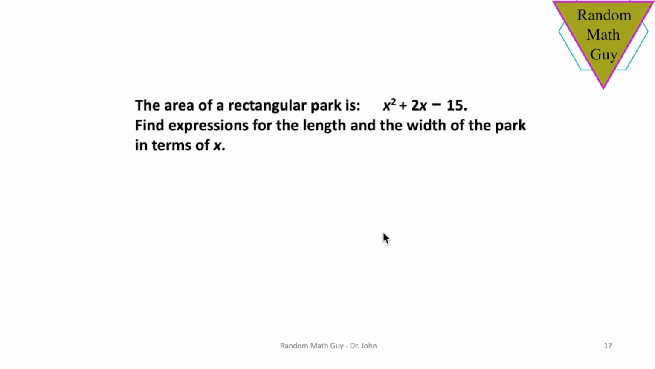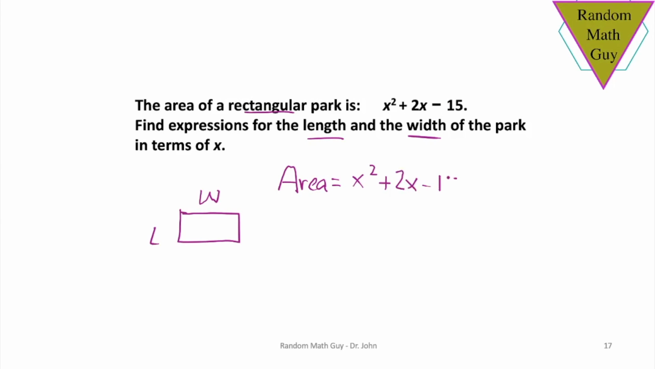Oh look, words, scary. I don't like words, but don't freak out. We have a rectangle, and we want the length and the width of this rectangle. Here's a rectangle. Yay. Length times width. You know that the length times the width of a rectangle is the area. So the area, in this case, what's the area? Well, it's this expression. X squared plus 2x minus 15.